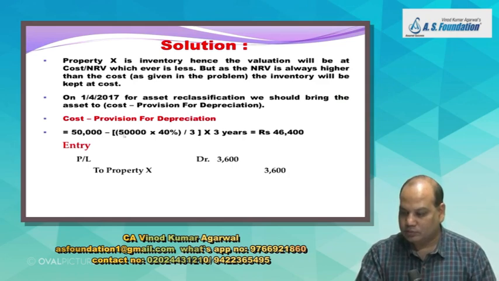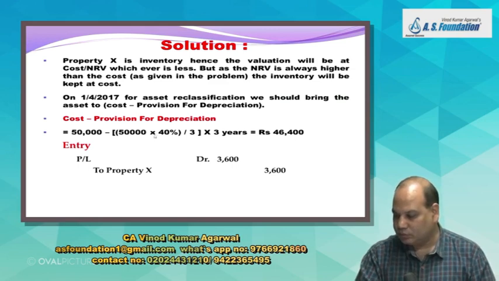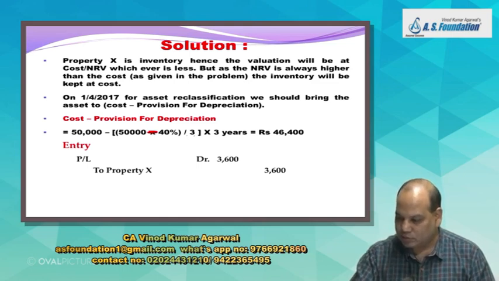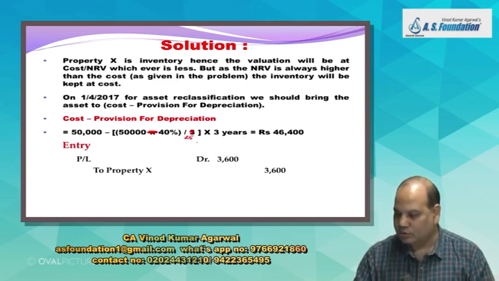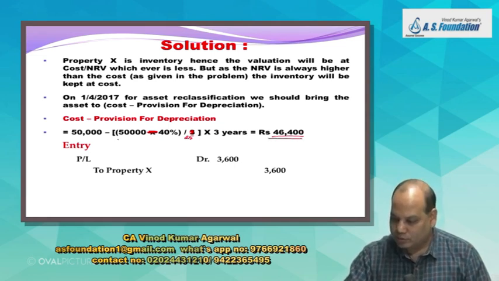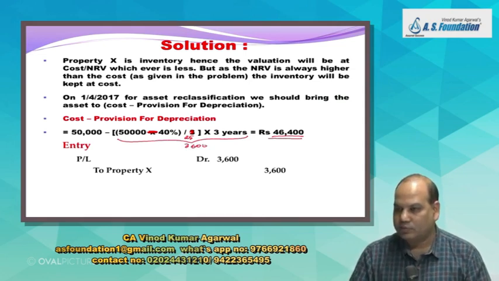50,000 minus, see the calculation in bracket, 50,000 minus 40%. This should be a minus sign here. Minus 40% divided by how many years? 25 years into 3. 50,000 minus 40% divided by 25 into 3. Final answer will be 46,400. This figure is depreciation. If you calculate, it will come to 3,600.